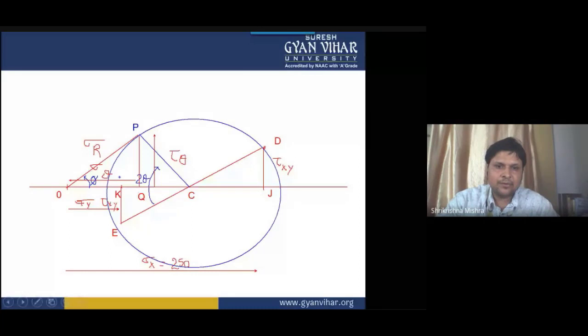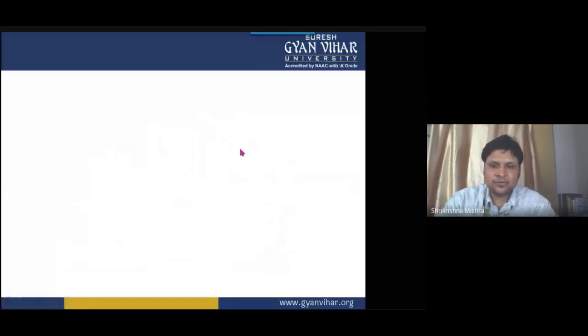Maximum shear stress will be given by the radius of this Mohr circle. So you measure the vertical length from here to here. Name it as L. CL will give you the value of maximum shear stress. So I hope this concept is now well understood by you.